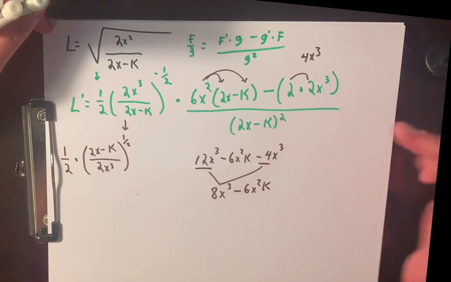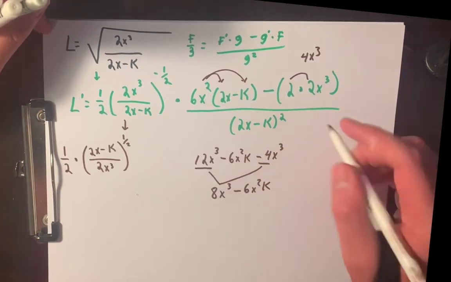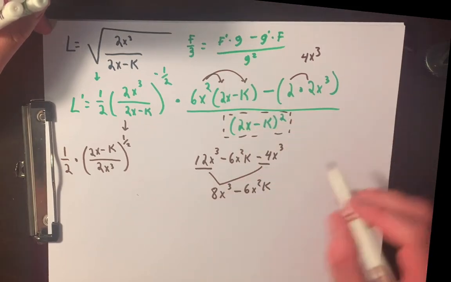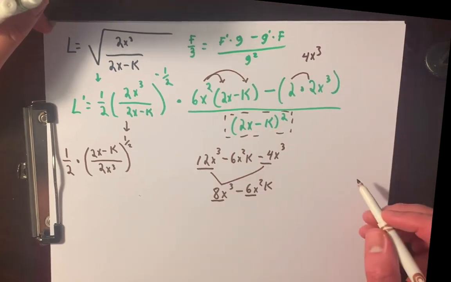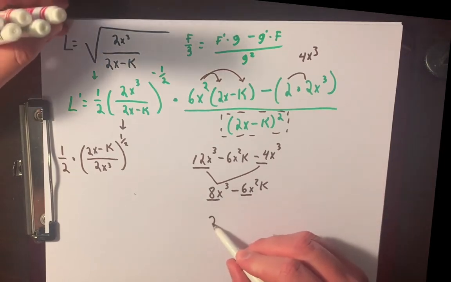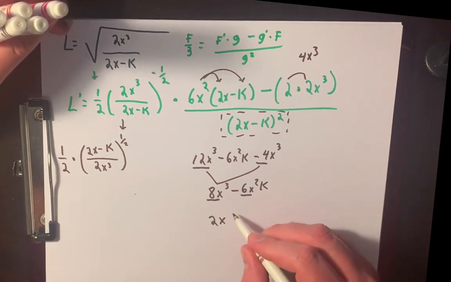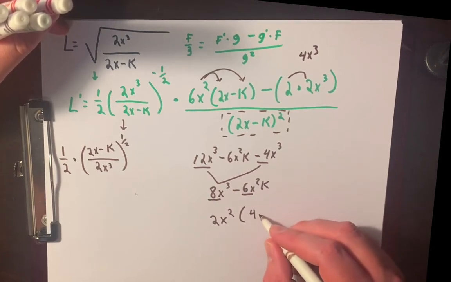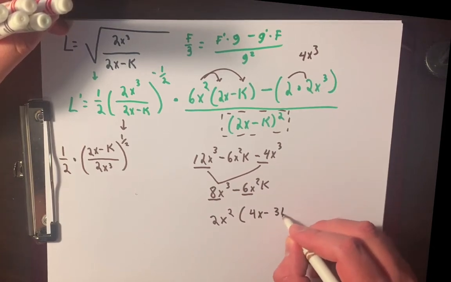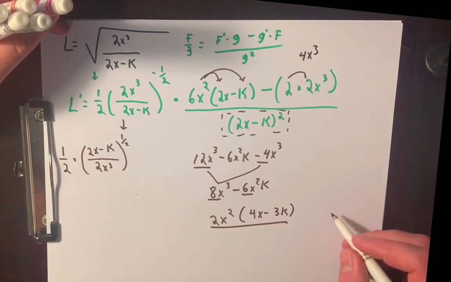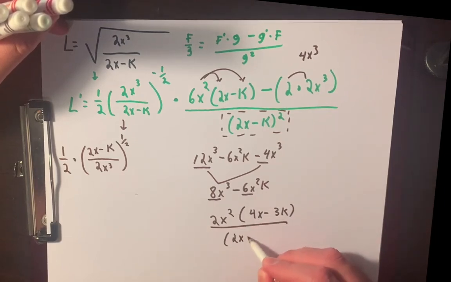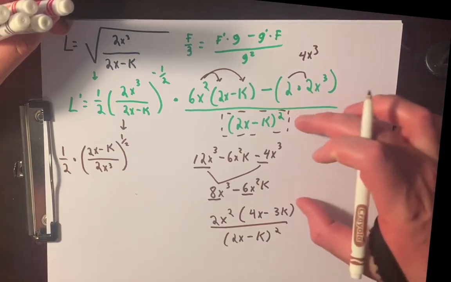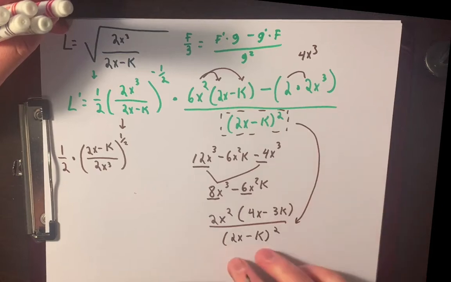I'm ignoring the denominator at this point, but I'm not forgetting about it because, oh my goodness, that's a problem. You don't want to make those mistakes. Okay, next I notice that they both have an x and they're an even number, so I can factor out at least a 2x, and I'm going to make that a 2x squared. And from there, I'm going to get 4x minus 3k. And I'm going to divide that by 2x minus k squared, right? Because I didn't forget about my denominator there.